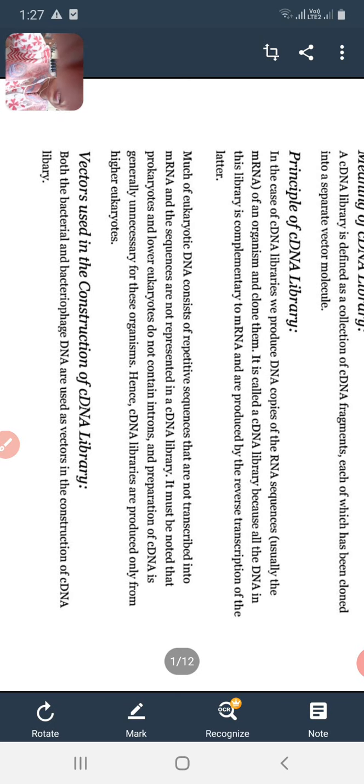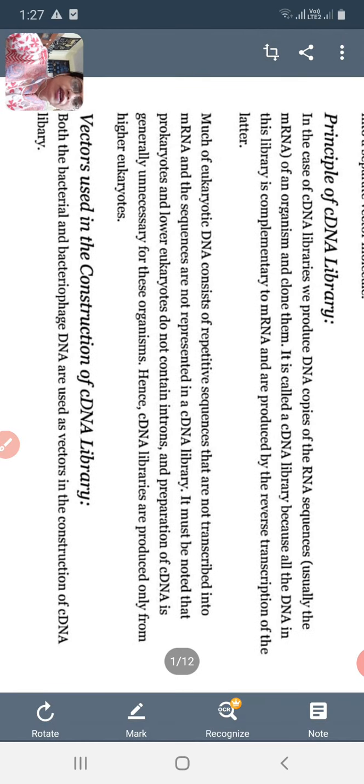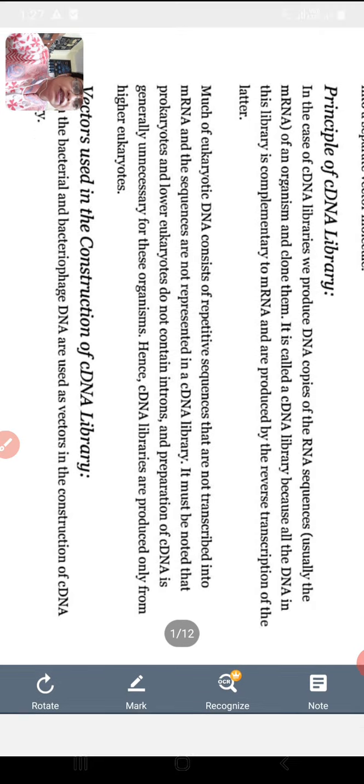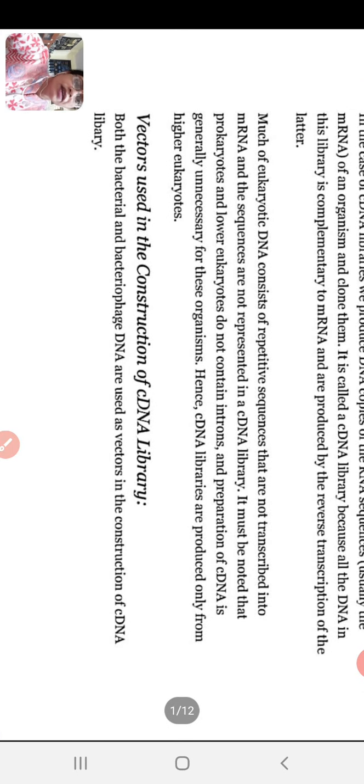Much of eukaryotic DNA consists of repetitive sequences that are not transcribed into mRNA, and these sequences are not represented in a cDNA library. It must be noted that prokaryotes and lower eukaryotes do not contain introns, and preparation of cDNA is generally unnecessary for these organisms. Hence, cDNA libraries are produced only from higher eukaryotes.